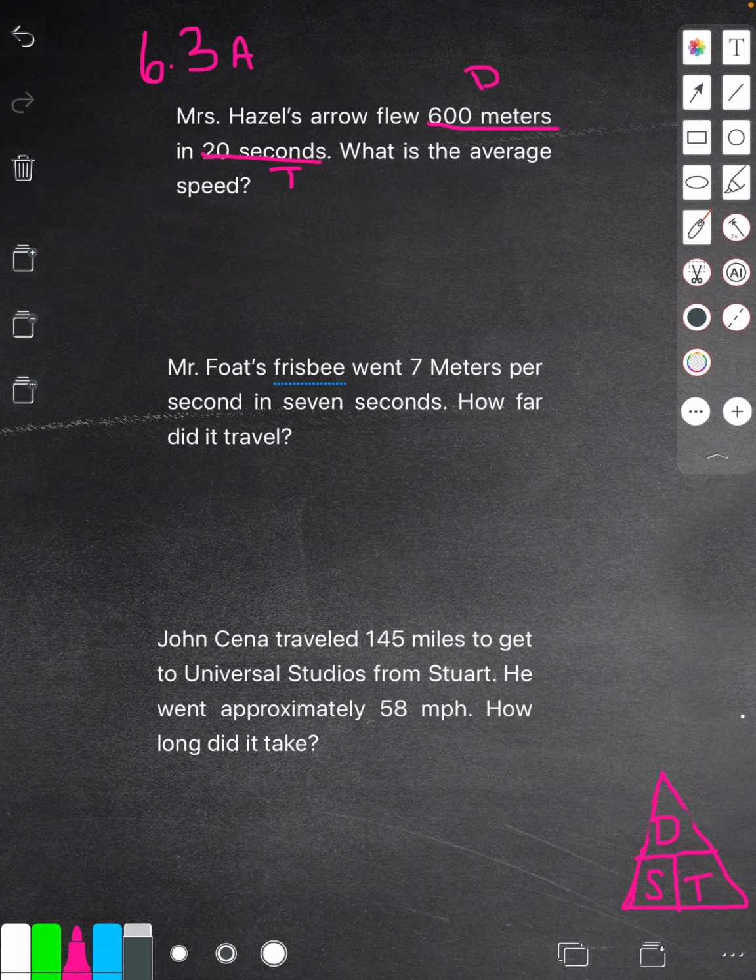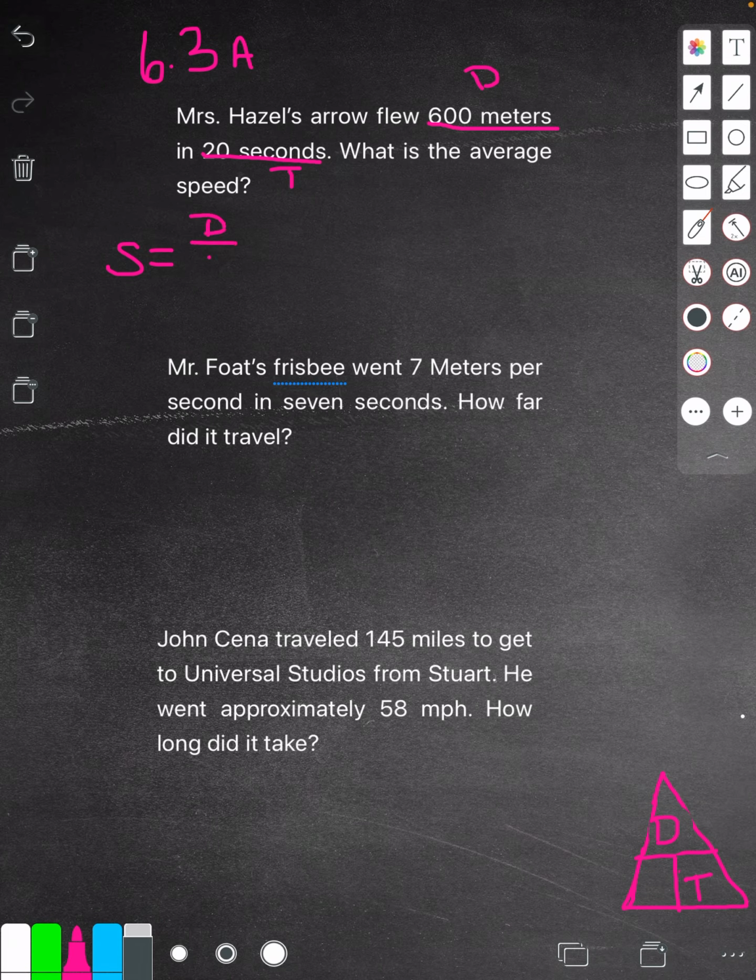So here we go. I can go ahead and identify the important parts here. So for instance, my arrow flew 600 meters. Meters is a distance. All right, so I'm going to put a D over the top here for distance. And it says in 20 seconds. Seconds is a unit for time. So I'm going to put a T here. Now, what is the average speed? I'm looking for speed. All right, so if I came down to my triangle, I would cover up the S. I'm just going to erase it. And I could see that the only things left were D over T, or distance over time.